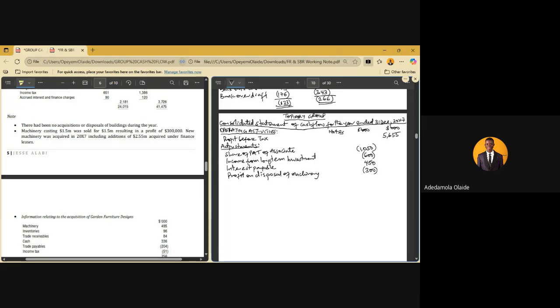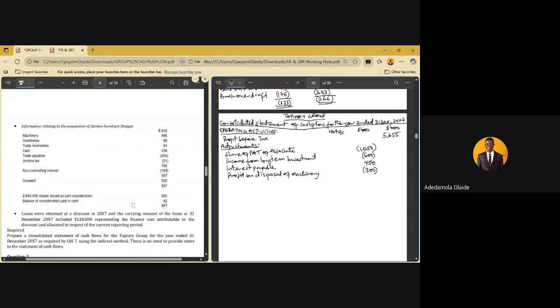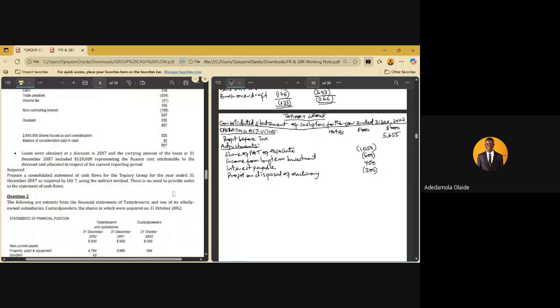Next, new machinery was acquired in 2007, including additions of 2.55 million acquired under finance leases. Good for them. All of this is their own concern. A loan was obtained at a discount, that's none of our concern for now.